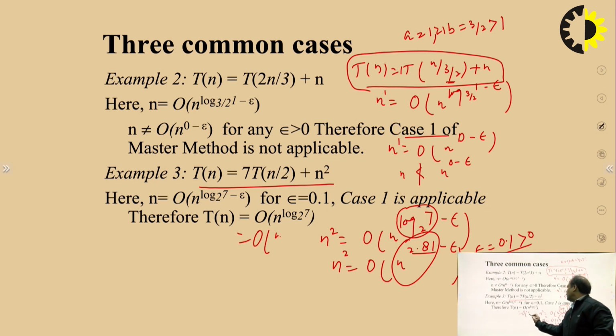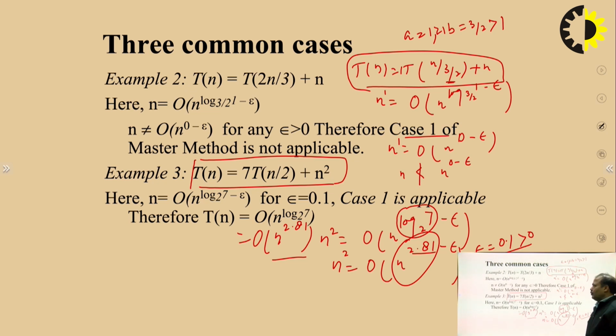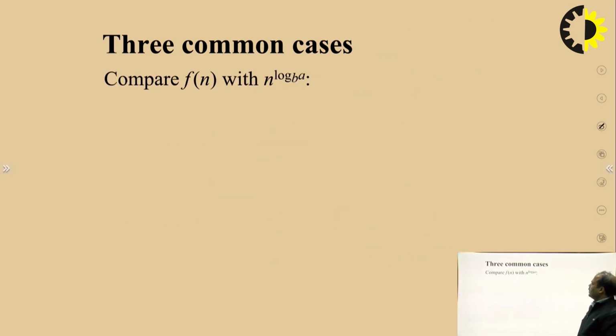So this is n to the power 2.81. This is a very popular method. Actually, this recurrence is the recurrence for Strassen's matrix multiplication. We'll see it later.